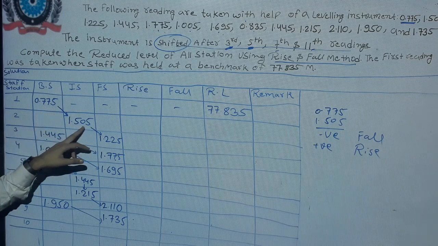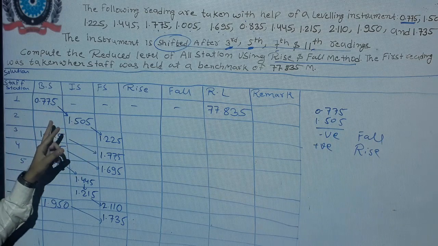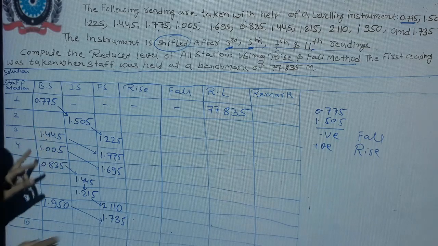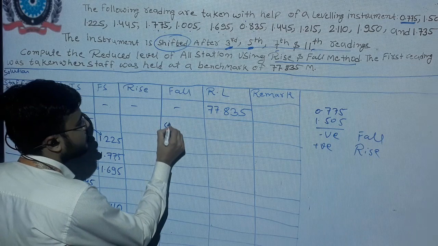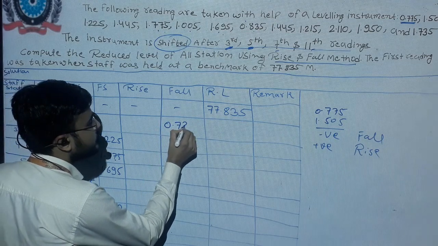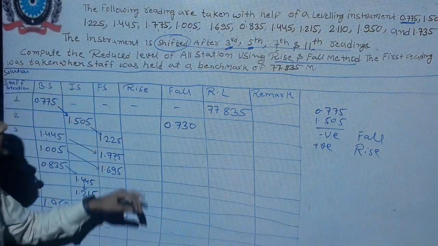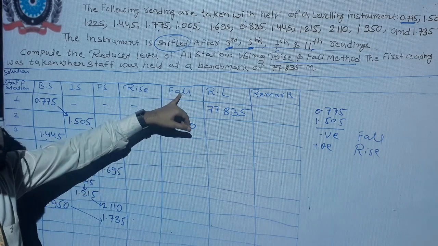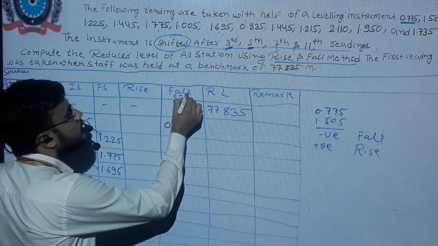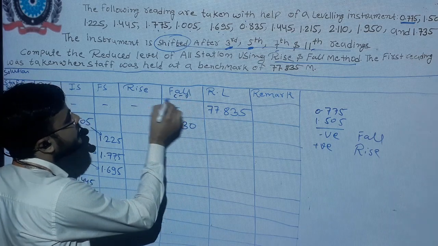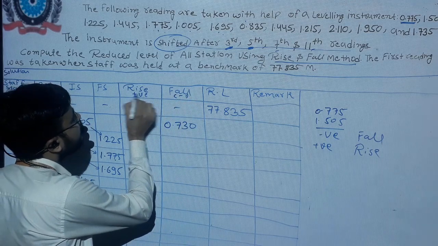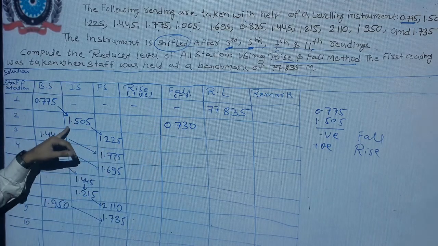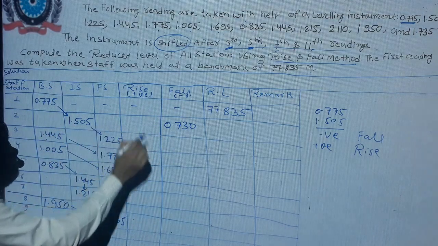Okay. Now 0.775 minus 1.505 will give a negative reading, and the reading is 0.730. There is no sign convention required here, because a fall is considered negative and a rise is considered positive. Okay, 0.730. Now again these columns are blank.